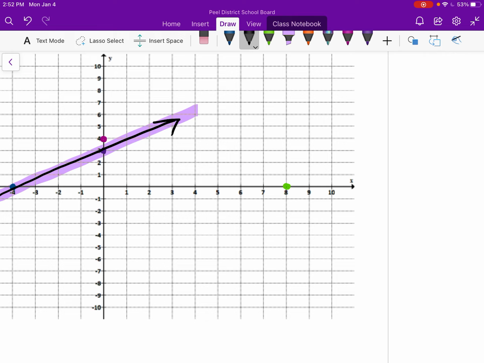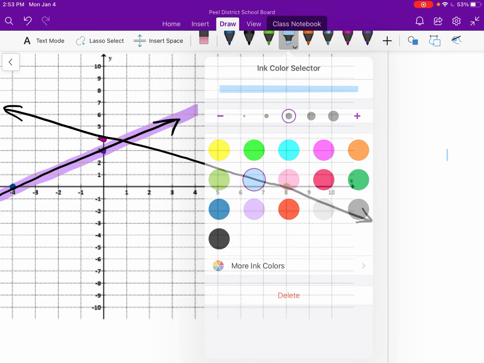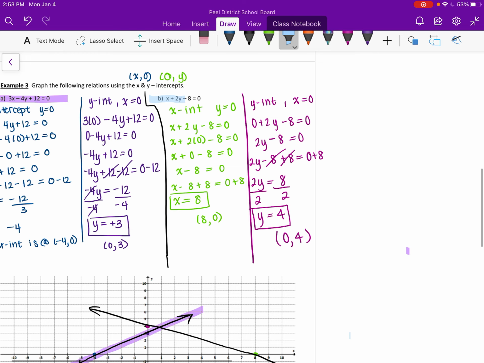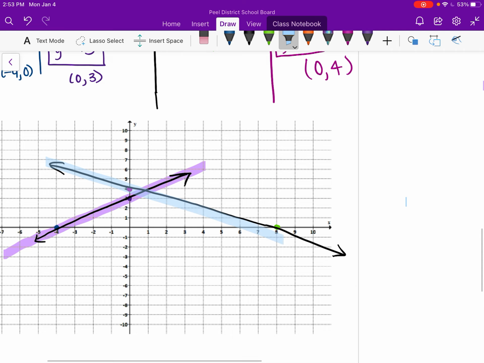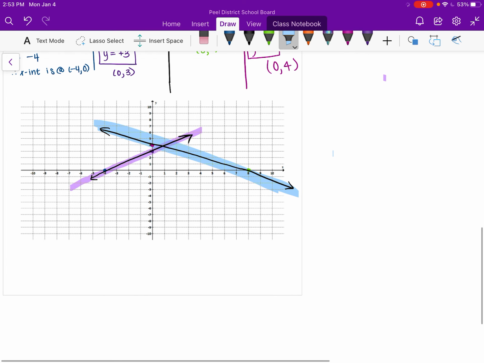So I'm just going to go in and connect these lines. This one's a little trickier to do for me without a ruler, but if you have a ruler, it's actually quite easy to draw in. Okay. And so I'm going to go back and highlight this. I put this as blue. So my blue line represents B. There you go. Alrighty.